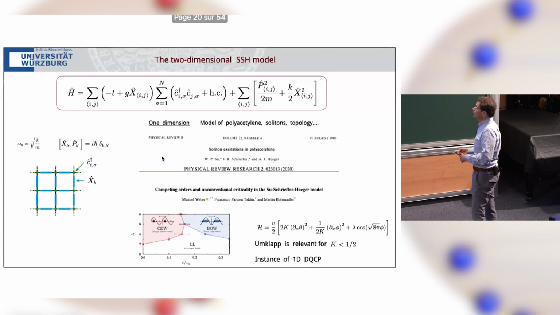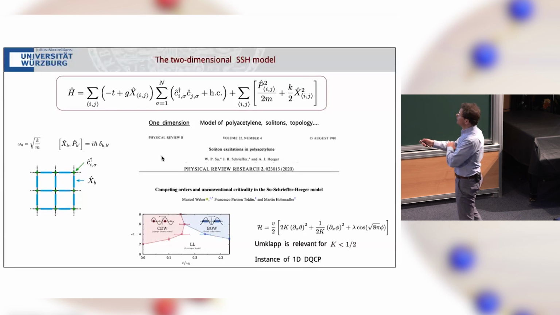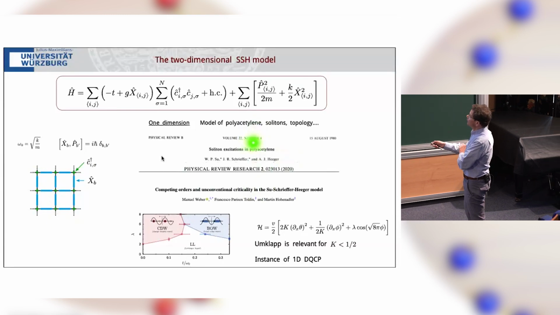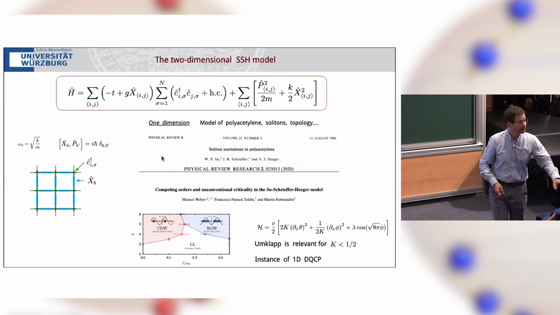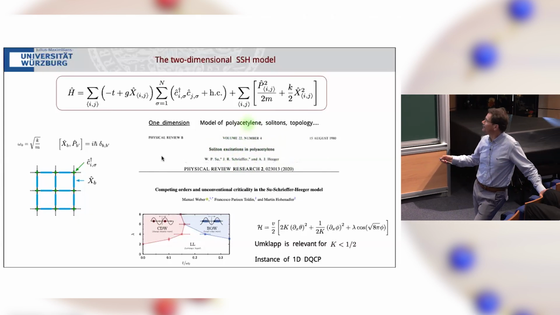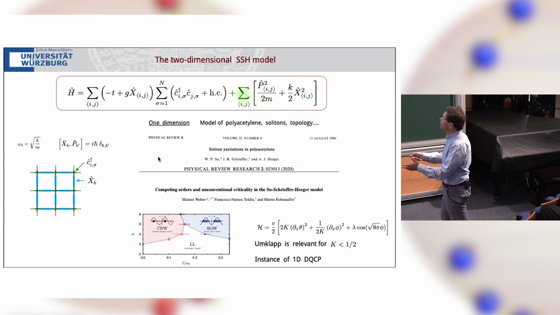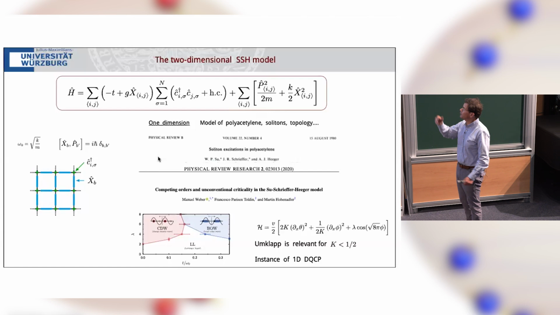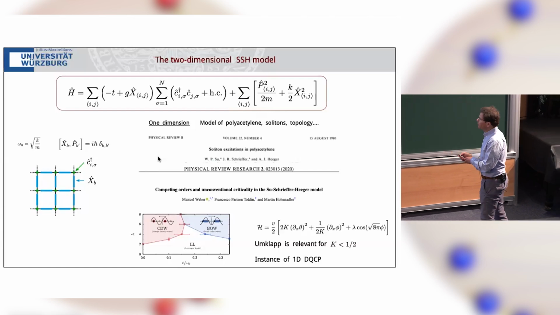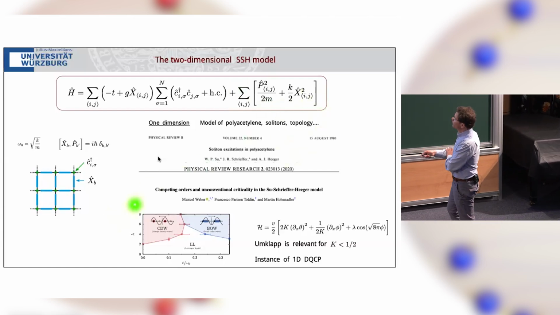Now in 1D, this is an amazing model. And you have, in 1D, the Su-Schrieffer-Heeger model. It's a model for solitons. The easiest possible topological insulator is included here. And then you also have some unconventional quantum criticality.